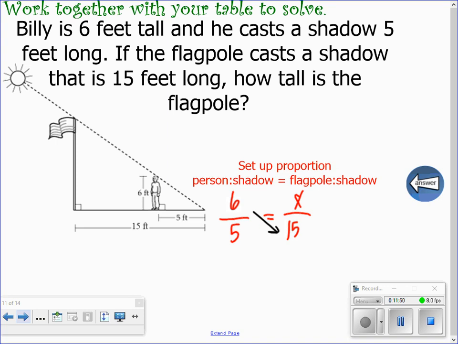If we cross multiply, 6 times 15, that's 90, equals 5 times x, which is 5x, and then dividing by 5 on both sides, we'll get x is equal to 18. And it would be 18 feet, so don't forget to include our units here.